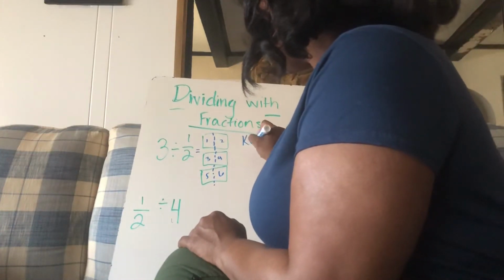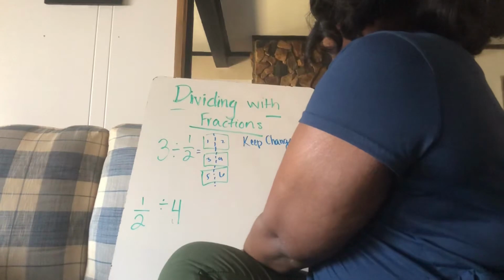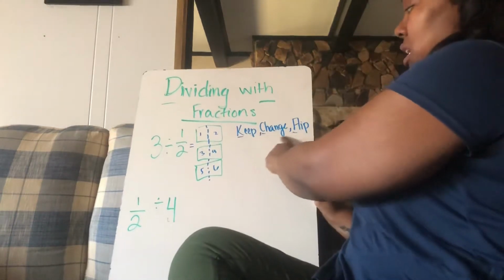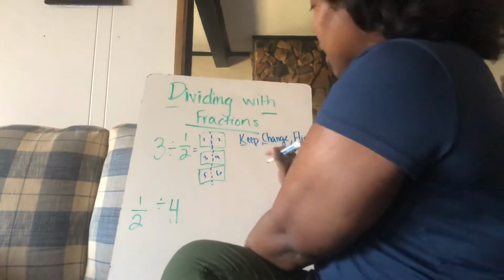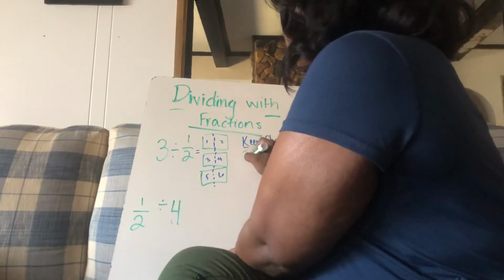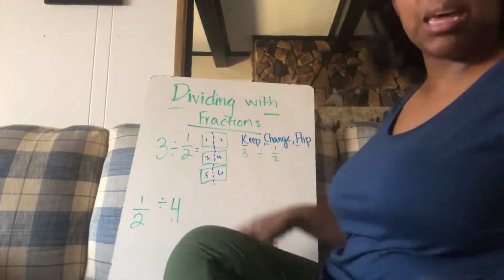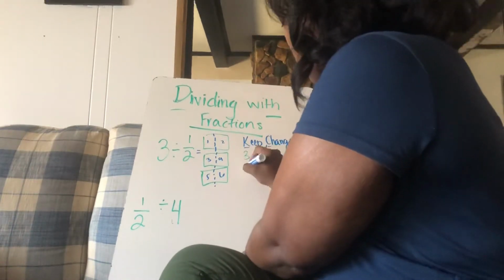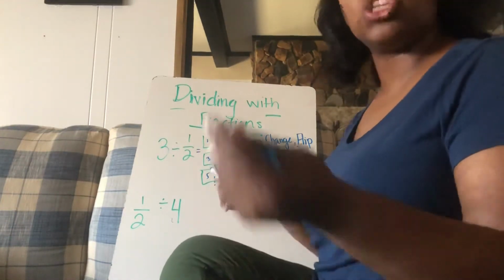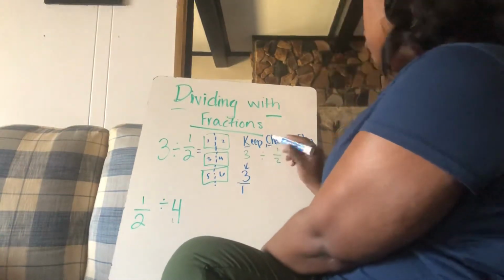What you can notice is I can change this math with a strategy that I like to call keep, change, flip. Okay? We call it KCF. Keep, change, flip. So what that means is that when I have 3 divided by 1/2, I'm going to keep the first one, 3. Sometimes if it's helpful, you can always turn your whole number into a fraction by putting it over 1, right? 3 wholes.